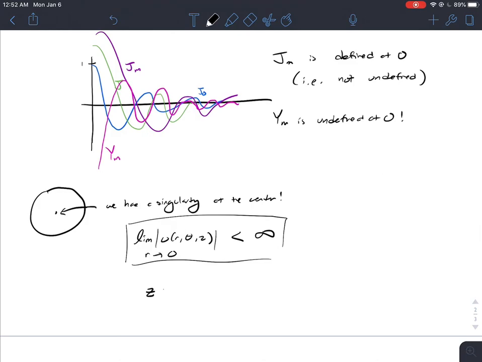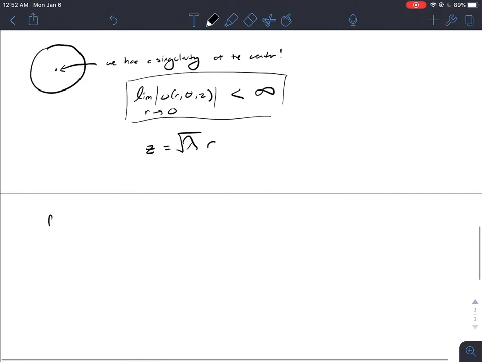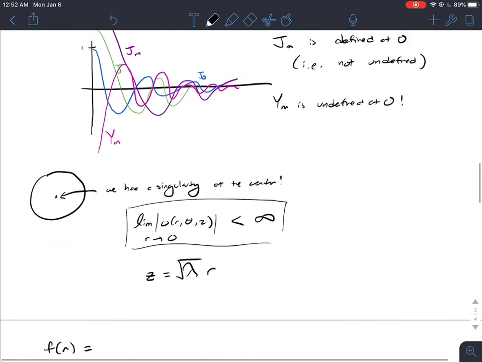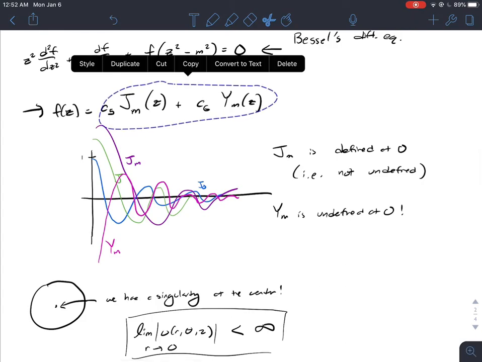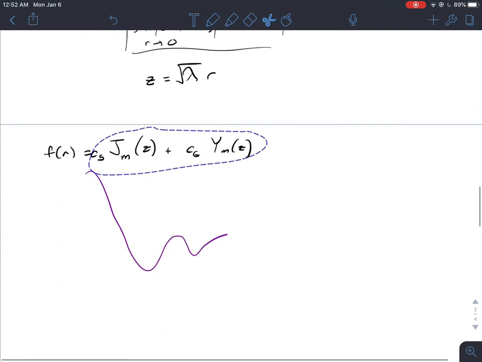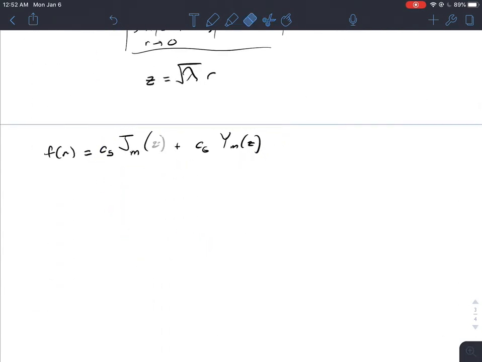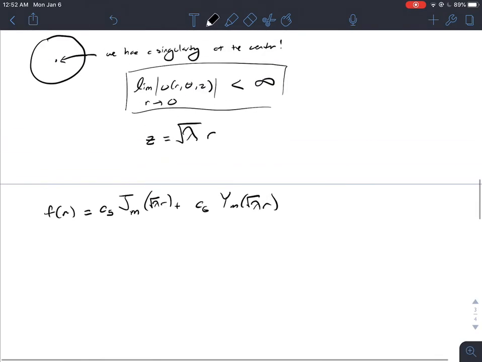So remember that zeta is equal to square root lambda r, right? So we can substitute it back into the original. Remember this is an f of r function. So we'll just copy and paste this down here. Oops, let's erase that. And then f of square root lambda r. So applying this limit right here, we're basically saying that as r approaches 0, this function has to be less than infinity. We cannot be undefined, okay?